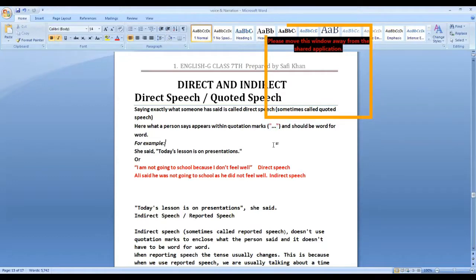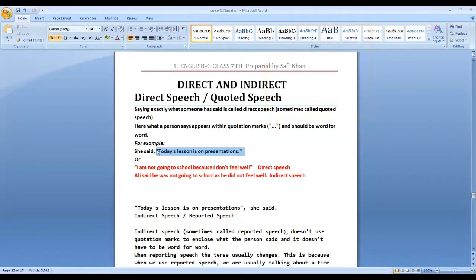Now let me give you an example. She said, "Today's lesson is on presentation." Now, as you can see, "today's lesson is on presentation" is direct speech. We have written it, we have enclosed it in inverted commas. Keep that point in mind. Remember all the terms which I will use during this class: inverted comma, inverted commas, and also quotation marks.